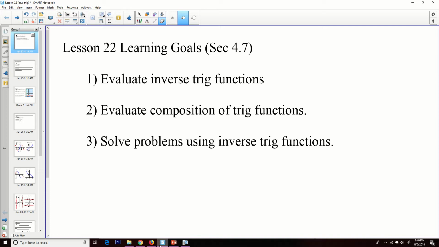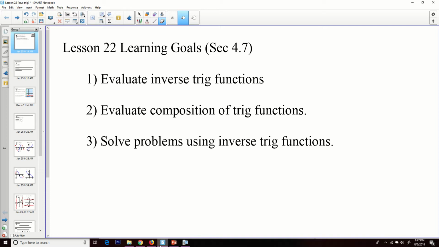Well, so far we've dealt with a lot of different operations in your mathematical past, like multiplication, addition, subtraction, division, square, square root. All of these things have inverses. The inverse of addition is subtraction. The inverse of square is square root. The inverse of multiplication is division.